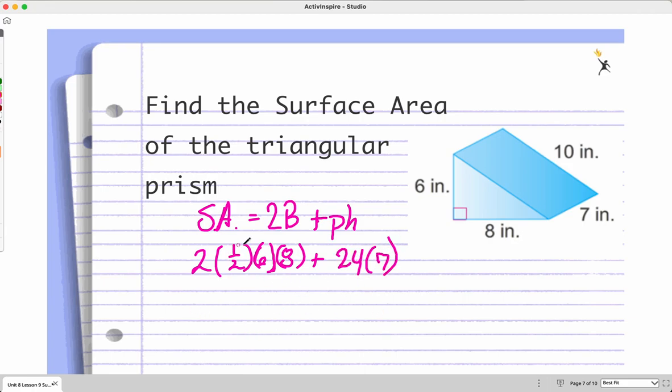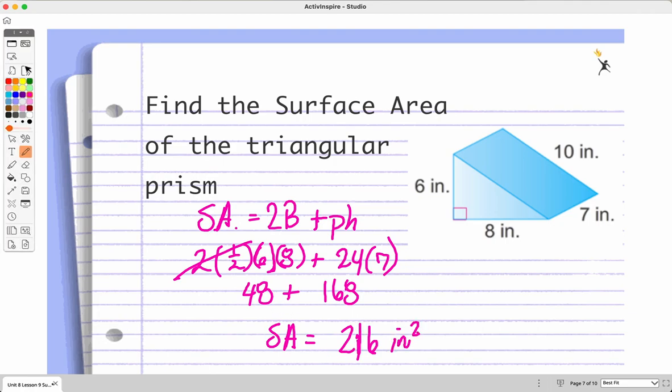So let's do our math across again. These two are going to be multiplicative inverses, so I'm at 48 plus 24 times 7. Helps if I type it into my calculator correctly, is 168. And then I add 48 to it. I get my surface area of this particular triangular prism is 216 inches squared. There we go.